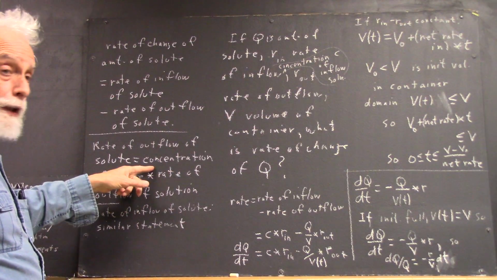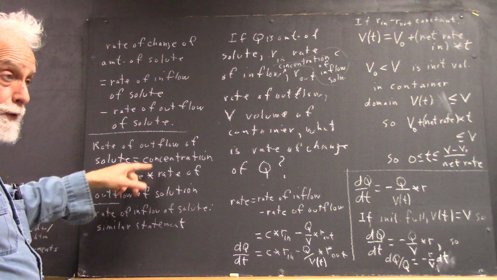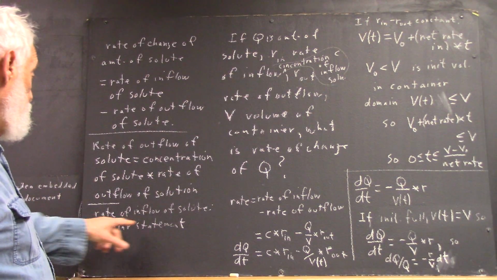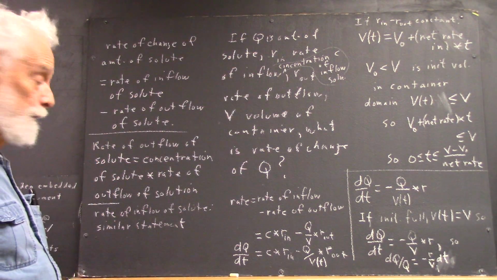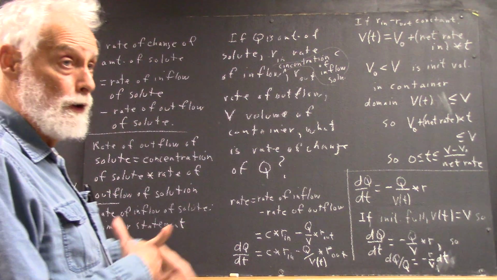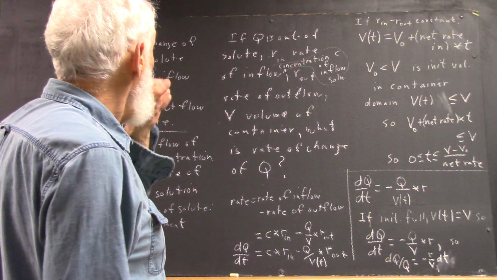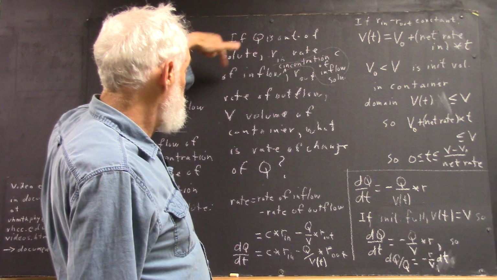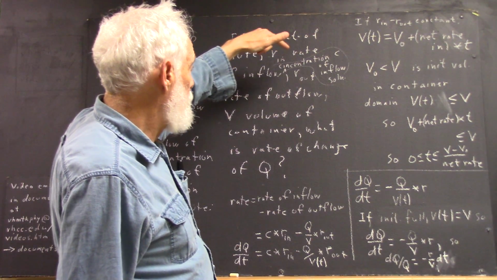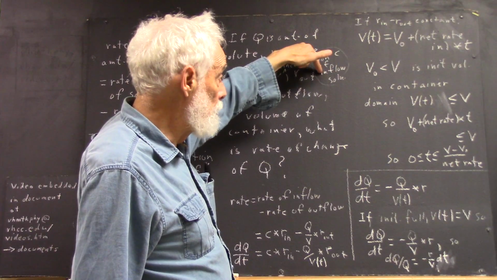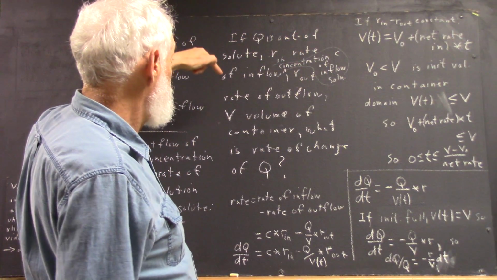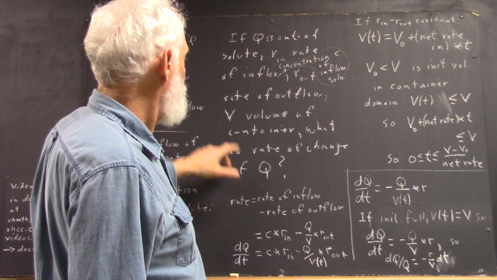And in general, the concentration of the solute in the solution is going to be changing. Okay. The rate of inflow, well, you have a similar statement. It's going to be the concentration of the inflow times the rate of inflow. So, if Q is the amount of solute, R sub in is the rate of inflow, the concentration of the inflow solution is C, and the rate of flow out is R sub out.